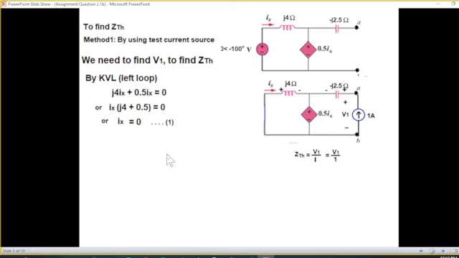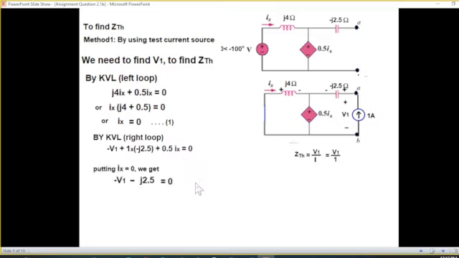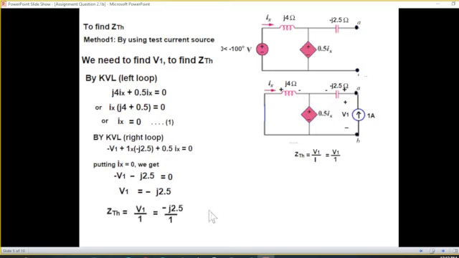Now let's go to the right loop. Again, we are going like this: minus V1, and then 1 ampere multiplied by j2.5 minus j2.5 and plus 0.5 Ix. Now we put the value of Ix equal to 0, and we get this relation. From here, V1 is minus j2.5. Using this relation, we now find Z Thevenin: V1 over 1 is minus j2.5 over 1, which is equal to minus j2.5. So this is our Thevenin impedance.